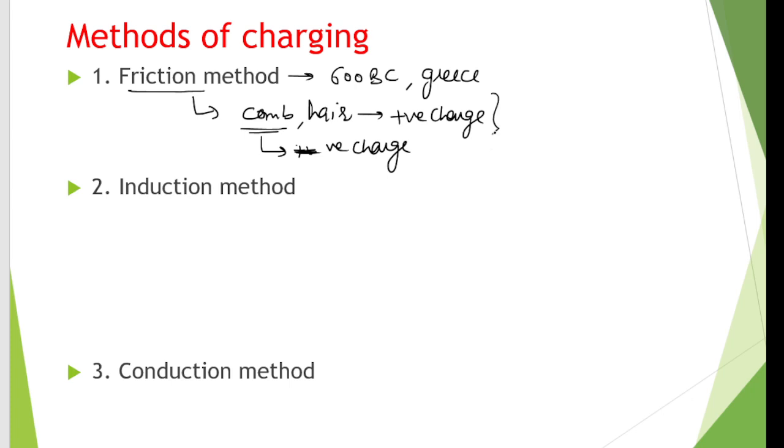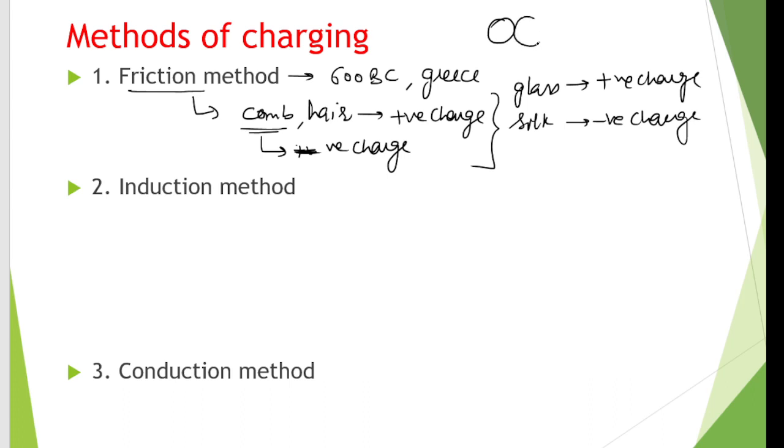There are other experiments done by scientists in earlier periods over a long time. For example, when a glass rod is rubbed with silk cloth, the glass acquires a positive charge and the silk acquires a negative charge. Actually, what happens when we rub two objects like this? Let one be body A and the other body B. Let body A be one that can easily lose electrons.